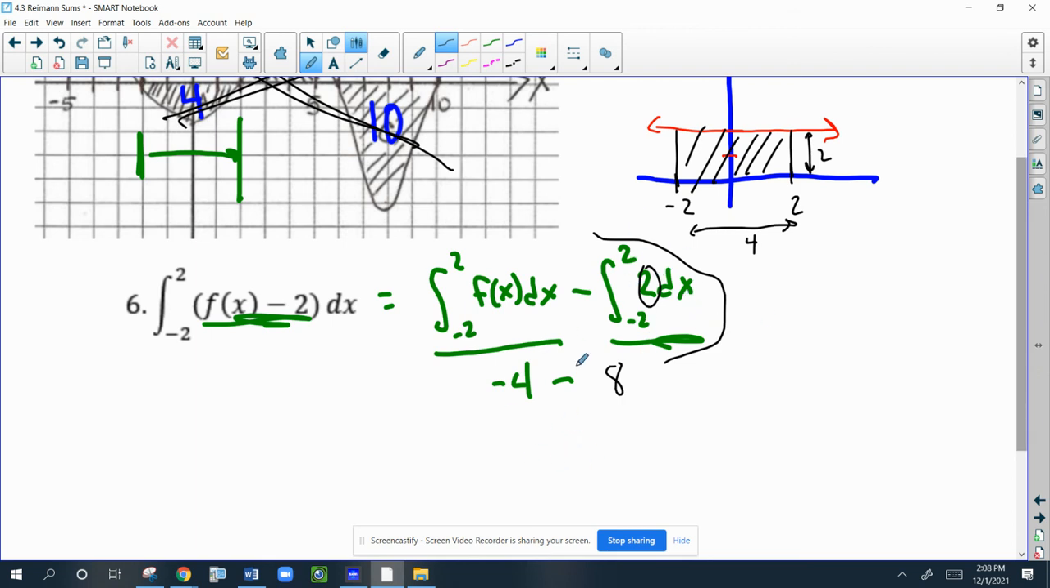So our integral is, from the first one, negative 4, minus the integral of 2 from negative 2 to 2, which was 8. So it's negative 4 minus 8, which is negative 12.